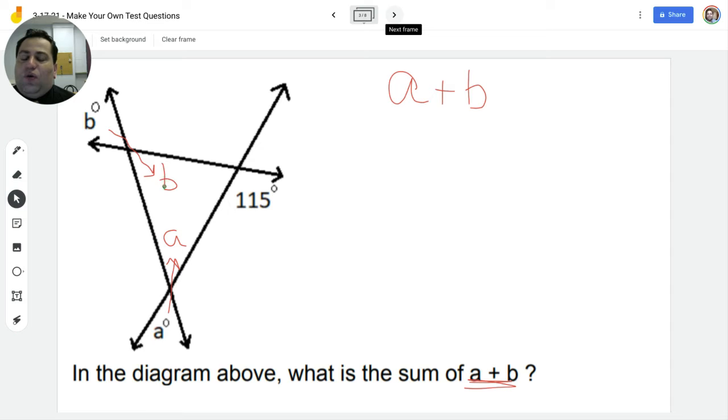And what I have here is an external angle, or an exterior angle. The exterior angle theorem states that the sum of the two opposite interior angles, so here's my linear pair, right? But the two internal angles that are not involved in the linear pair add up to 115. So according to the exterior angle theorem, A plus B is equal to 115.